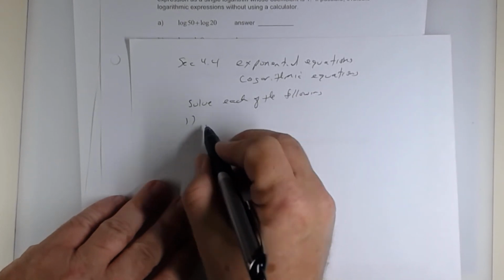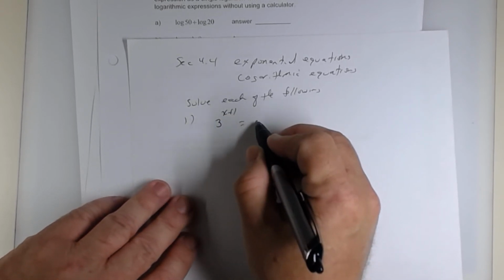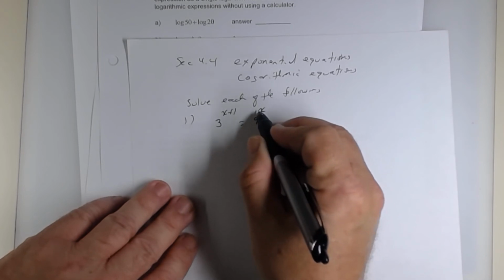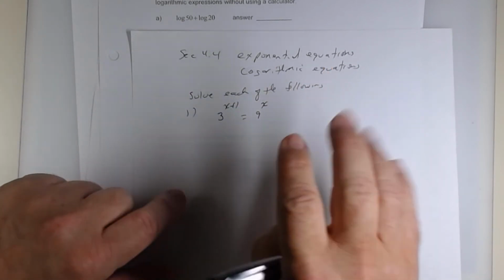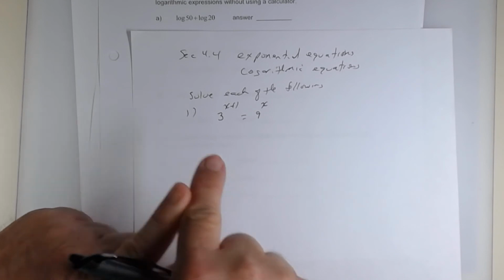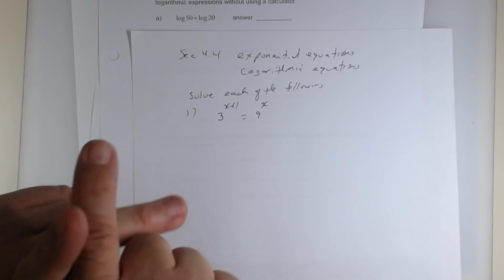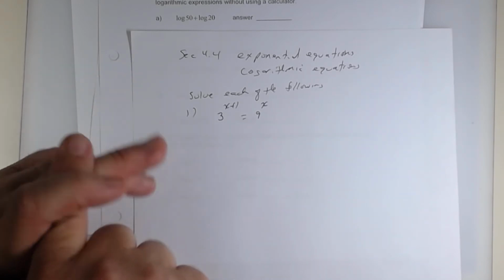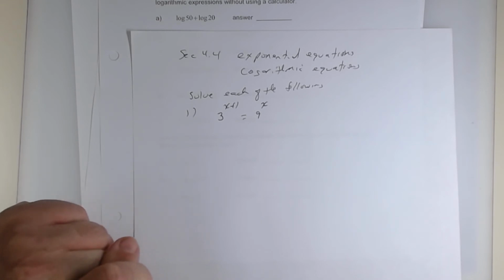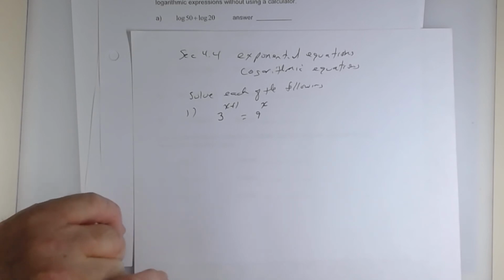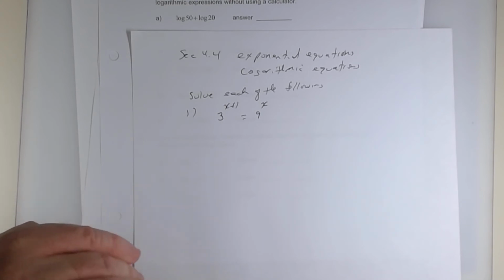Let's say you had 3 to the x plus 1 equal 9 to the x power. We're not going to do it right now. I'm just telling you where we're headed. Notice this is called an exponential equation. Why is this called an exponential equation? Equation because of the equal sign. Why is it called exponential? Because there's a variable in the exponent. Remember, an exponential function is one where the variable is located in the exponent. This is an equation because of the equal sign.